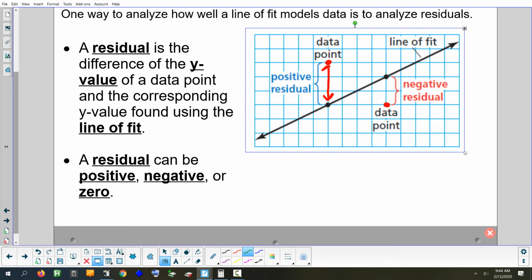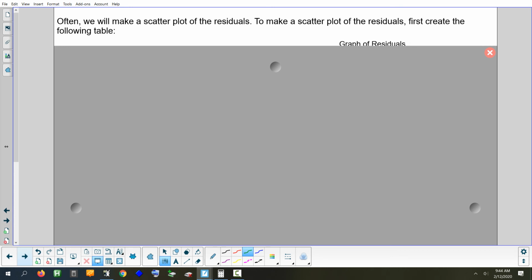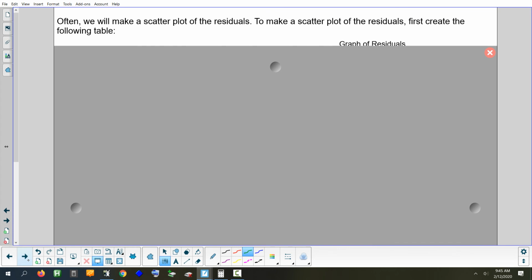Okay, does everyone have those 2 bullets? All right. So I'm going to show you guys how we look at residuals. The way we're going to look at them, we're not going to take a ruler and measure them. What we're going to do is make a picture. That's the easiest way to look at them.